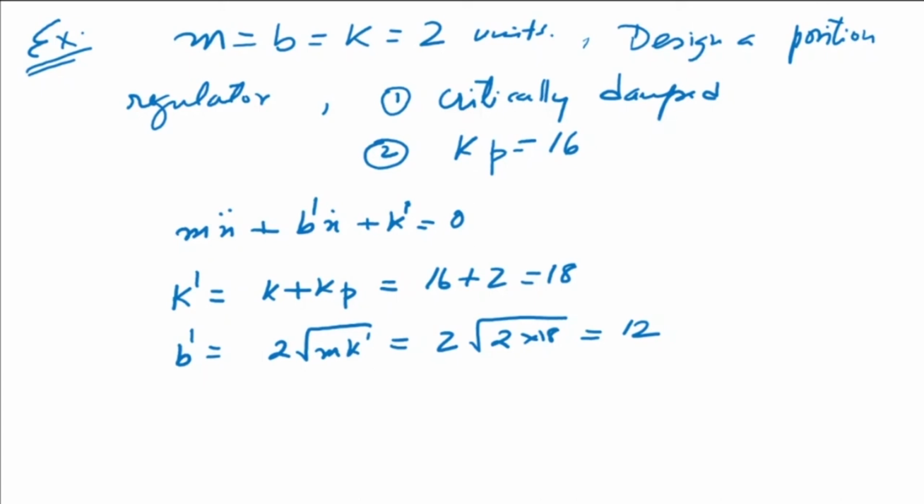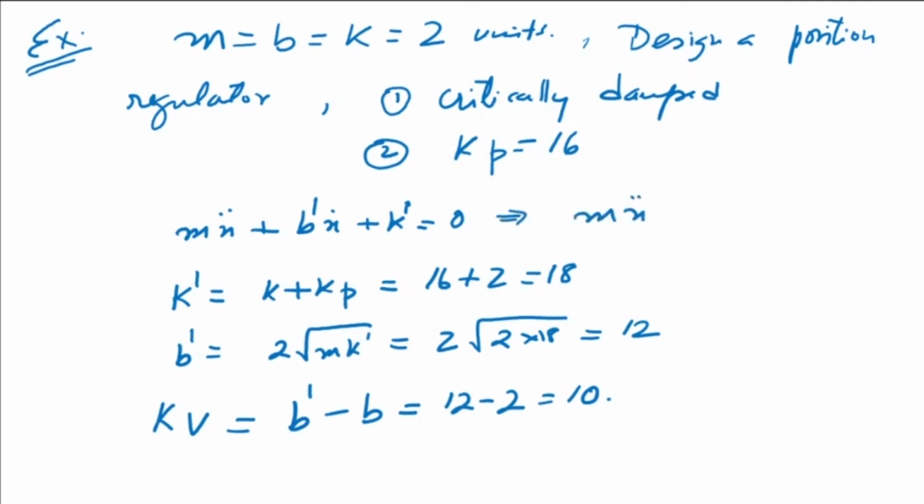Now once we have got k dashed, we have got b dashed, we can find what is kv. So kv is equal to b dashed minus b, which is equal to 12 minus 2, equal to 10. So we have got the value of kp and we have got the value of kv. Now what we can do is put it into this equation.